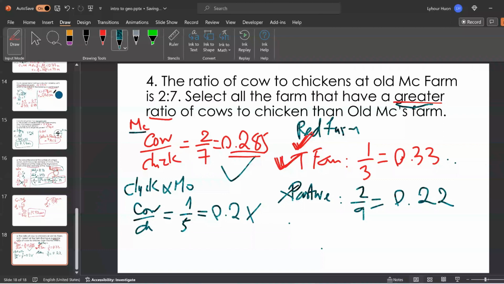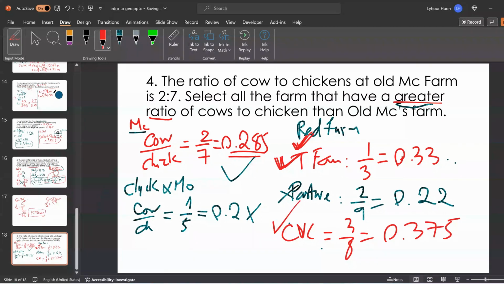No. The last one is CNC. CNC is 3/8, which is 0.375. Is it greater? Yeah, it's greater. So this is also selected. So this yes. T Farm, yes, and Red, yes. Okay, and then we're actually all done with that. Oh, actually, the one you selected is not that one. I selected one that was right and one that was wrong. Okay, so actually.